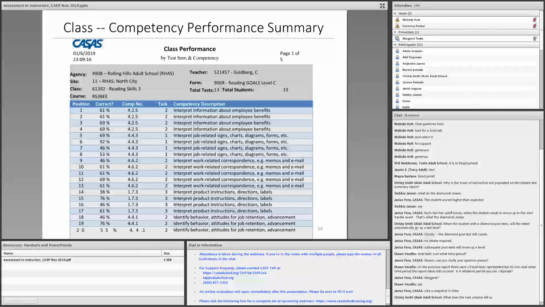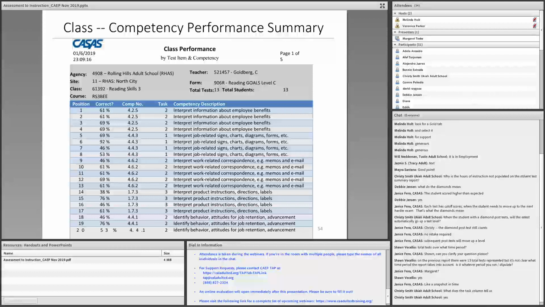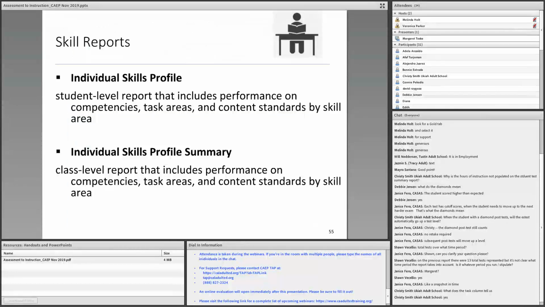The task column tells us what the format of the question is. And that helps us to know if they're having trouble with diagrams, charts, that kind of thing. That's number one. Or text, or reading labels or directions, that kind of thing, which is 3. Does that answer your question, Christy? Okay, good. Yeah, I did skim over task area kind of fast.